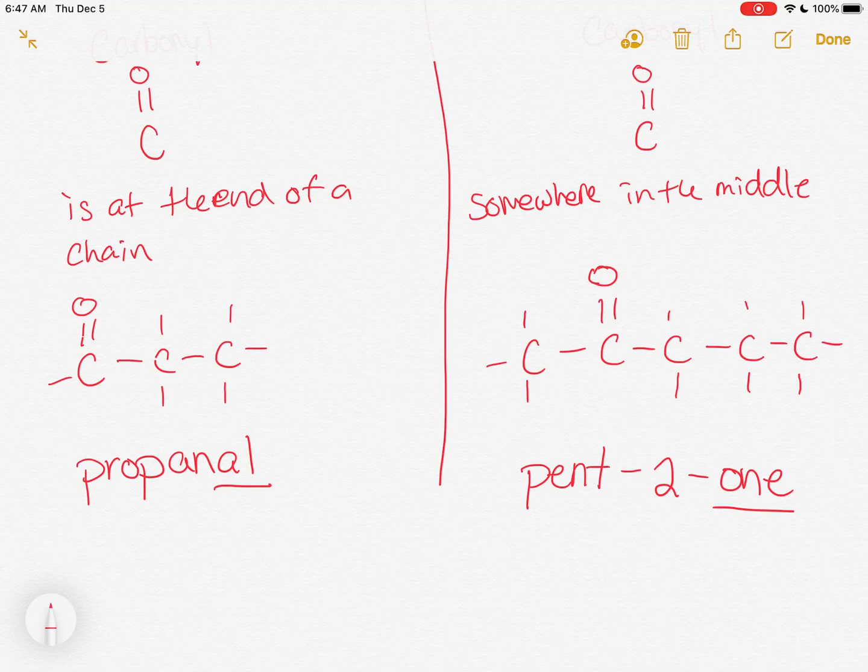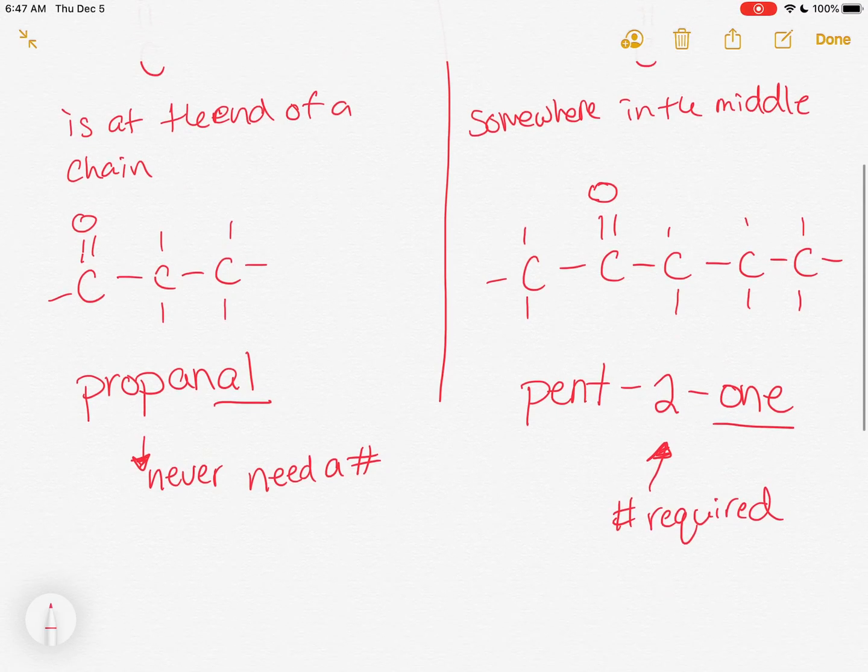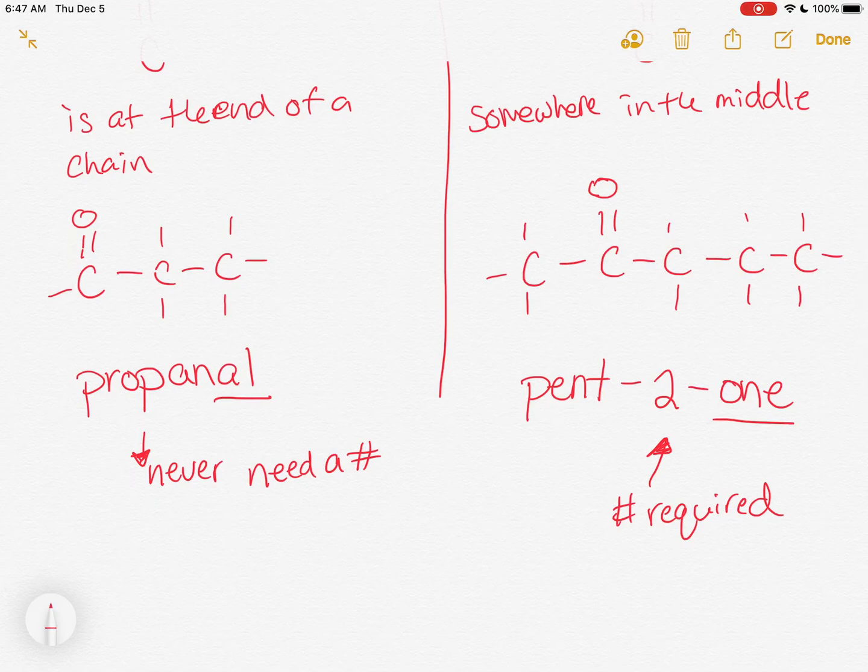Okay, with an aldehyde, you will never require a number to show where the carbonyl is. The definition of an aldehyde is that the carbonyl is at the end of the chain. With a ketone, a number is required, okay? With the only exceptions being if there's only one way to put your double bonded oxygen in the middle, then we don't need a number, because we never need numbers to show locations of objects or things in our molecules that only have one location. So they only have one location, they don't need a number.